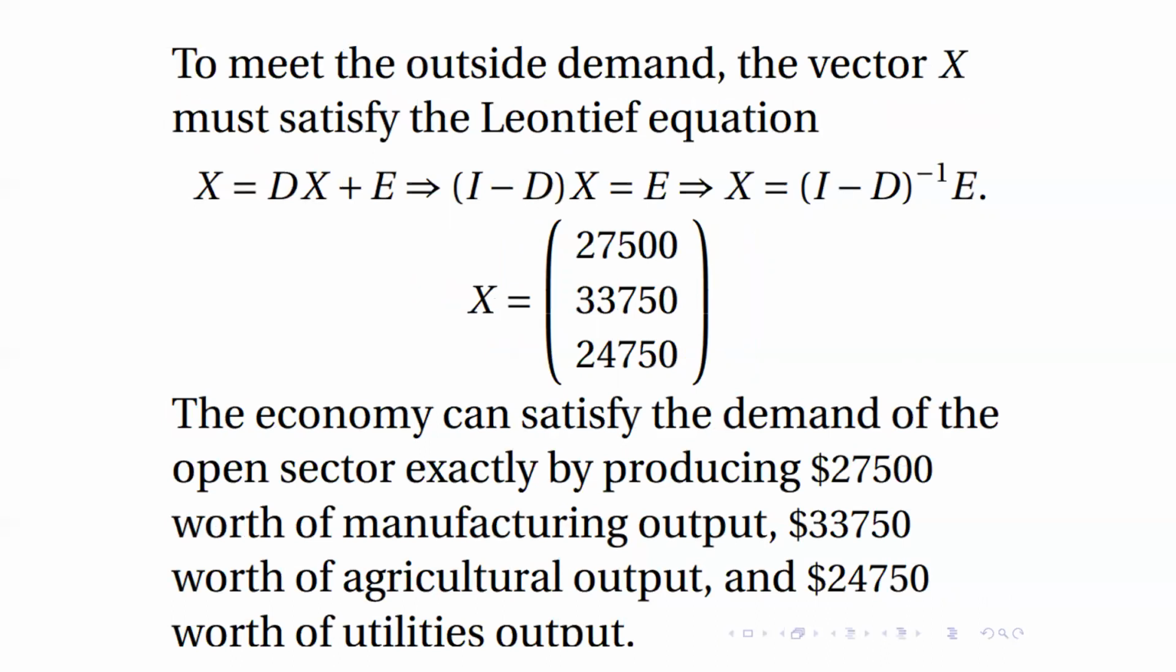To meet the outside demand, the vector X must satisfy the Leontief equation, which is X = DX + E. Then we can find the matrix X. The economy can satisfy the demand of the open sector exactly by producing $27,500 worth of manufacturing output, $33,750 worth of agricultural output, and $24,750 worth of utility output.